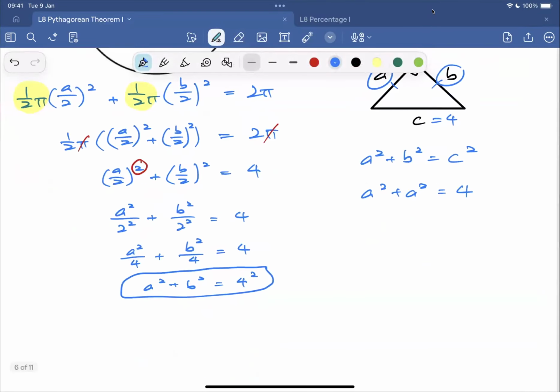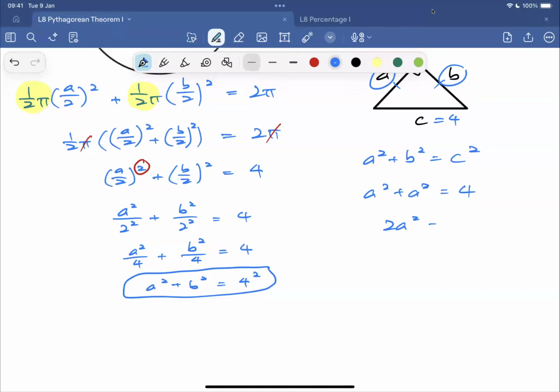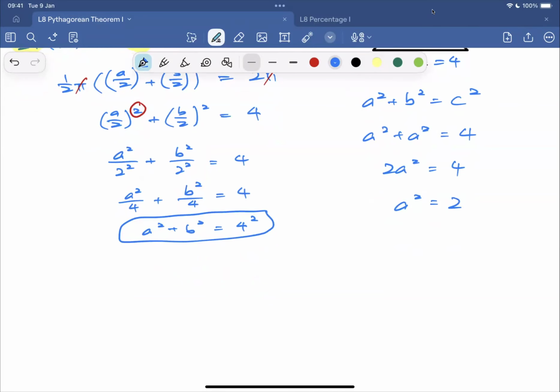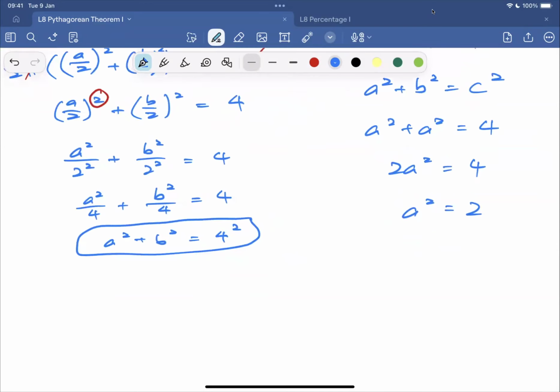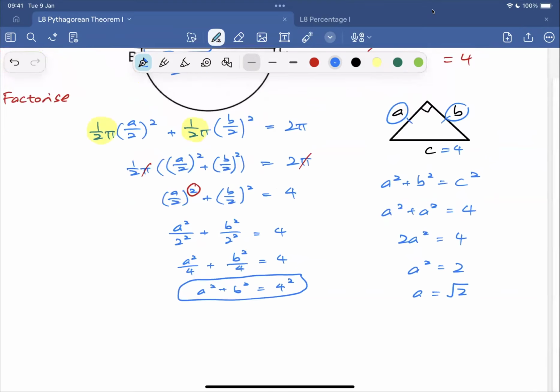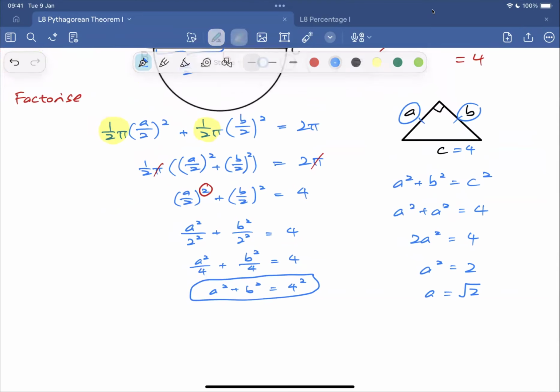4. So now Breven has 2A squared equals to 4. A squared equals to 2, right? So you already know that A squared equals to 2. So how do you find A? You square root 2. So A equals to square root 2. Now that you know that A is square root 2, then B is also square root 2. So what's the area? Half times base times height.